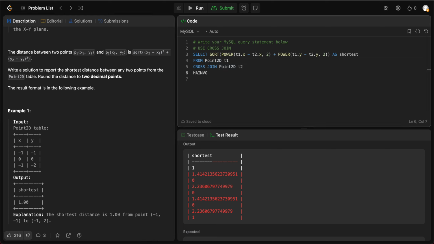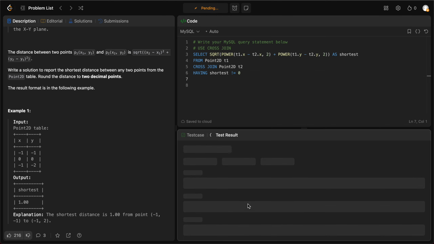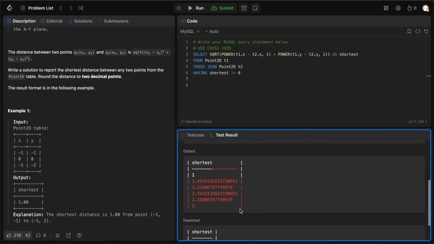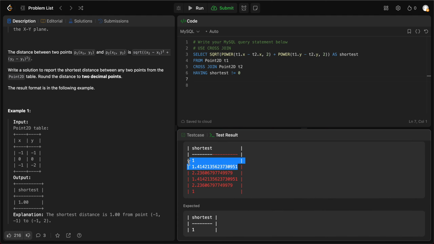So having shortest is not equal to 0, right? Now let's try that. So we should get only 2 points per row. That is amazing. Right, that's amazing.